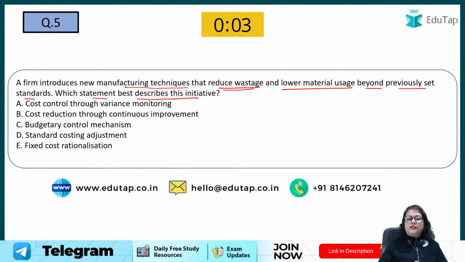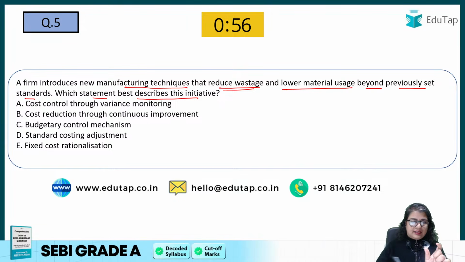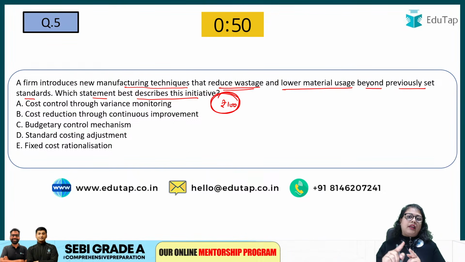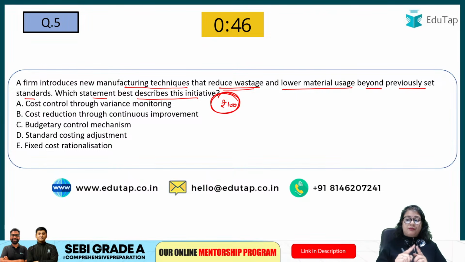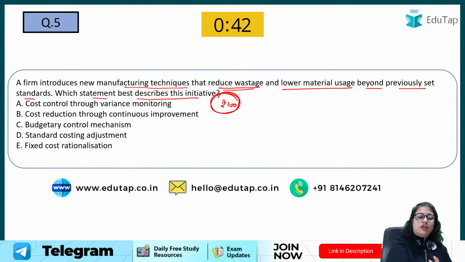Is it cost control through variance monitoring? Basically we are going less than the standards. In the variance monitoring, what we do, we see that okay, this is our set standard. For example, rupees 100 is my set standard. Am I being able to reach this, or my cost is higher than this? Okay, so this is variance monitoring, है ना? But here we want to go less than the set standard also. So this is cost reduction through continuous improvement.